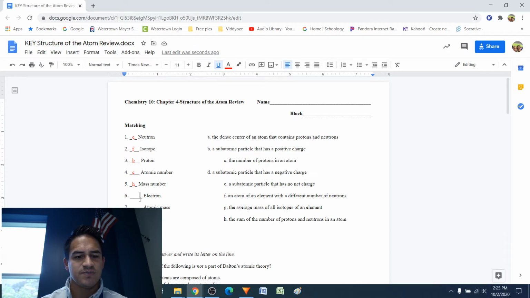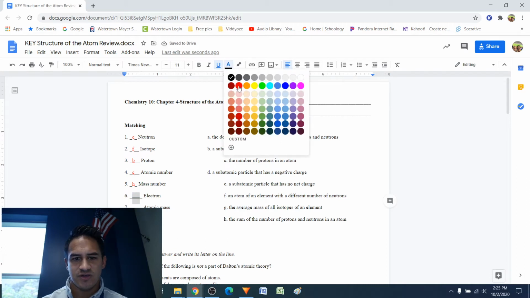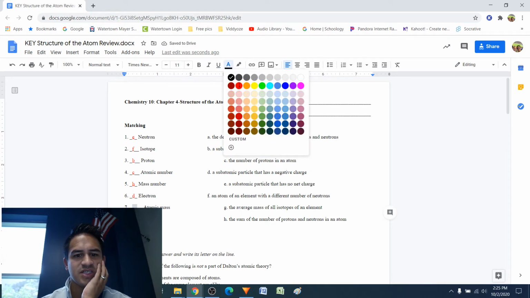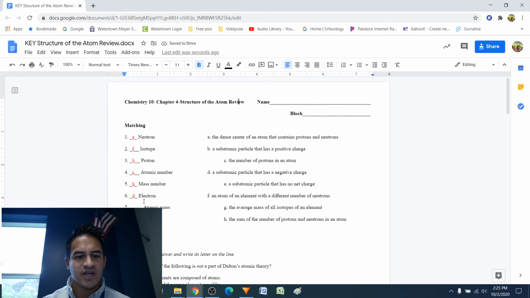Number 6, the electron. This is the charged particle in the atom that has a negative charge to it. So this one is going to be letter D. Number 7, atomic mass. So this is the average mass of all of the isotopes that exist for an atom. So this one is going to be letter G, average mass of all isotopes. And then lastly, number 8, the nucleus is the central part of the atom that has protons and neutrons in it. So this is going to be letter A.